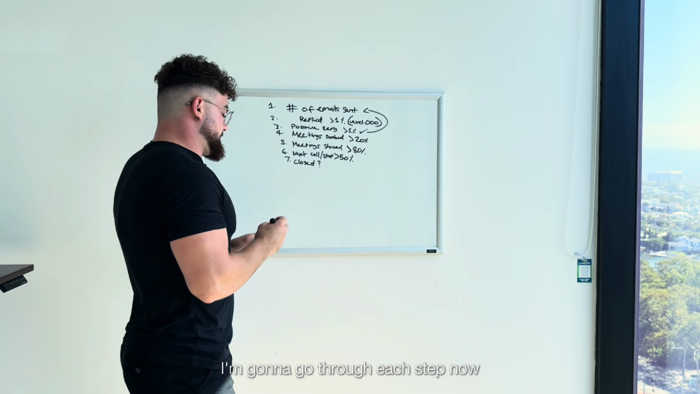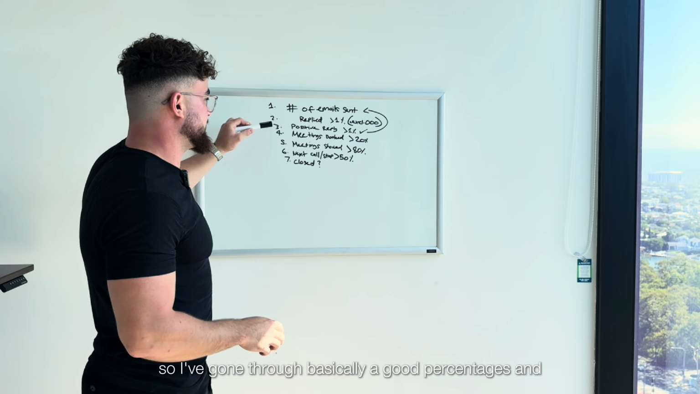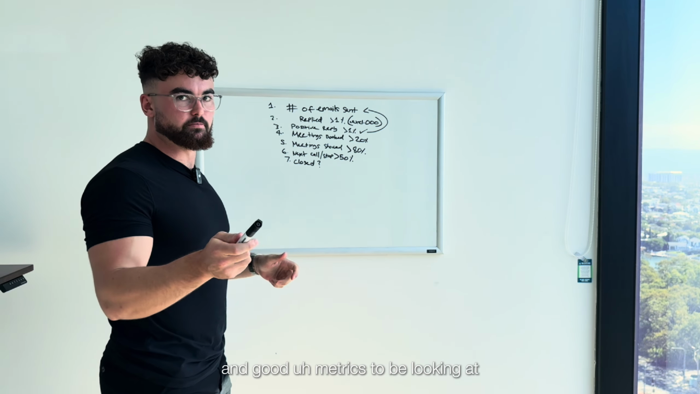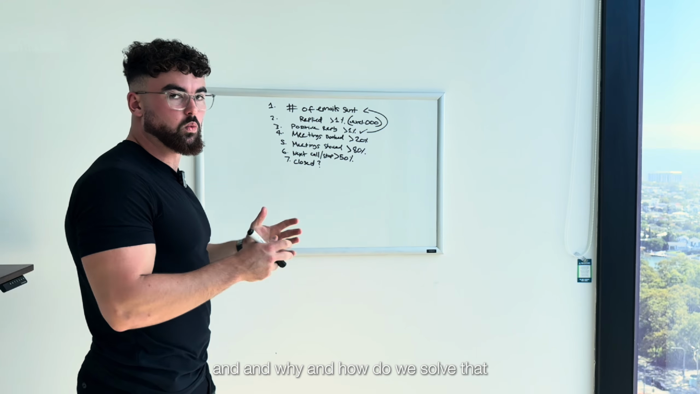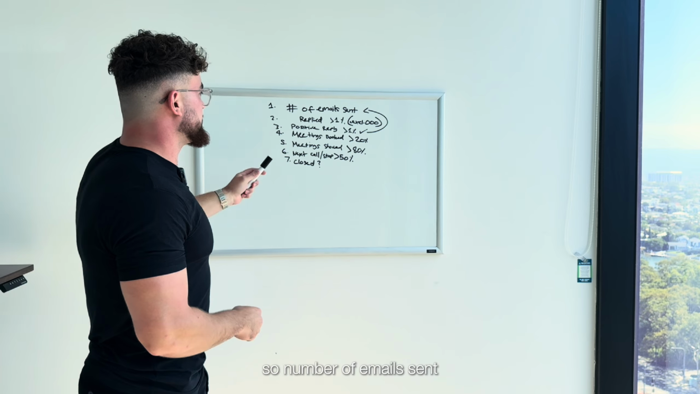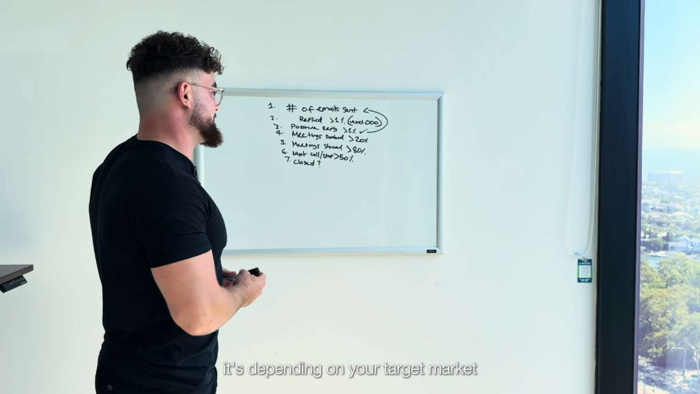I'm going to go through each step now and look at some bottlenecks and how to actually solve them. So I've gone through basically good percentages and good metrics to be looking at. But if we're not hitting those, what do we look at and why? And how do we solve that? So number of emails sent. This is obviously send as many as possible. It's dependent on your target market.